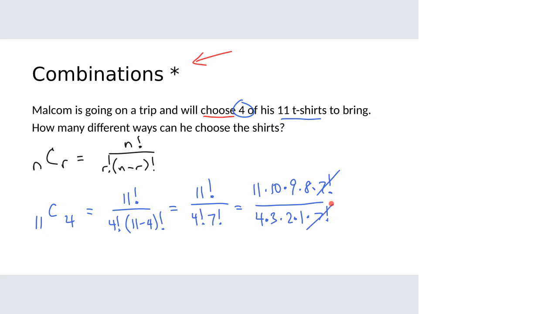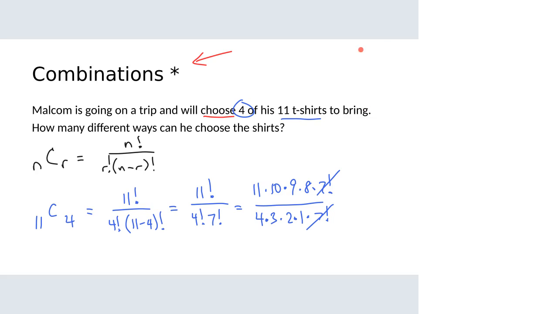And now at this point, I have choices. I can multiply everything on the top, 11 times 10 times 9 times 8, and have 7,920. And multiply 4 times 3 times 2 times 1 on the bottom, and have 24. And then I can divide those. 7,920 divided by 24, and I end up with 330. That was our unanimous answer, so I feel really good about that 330.